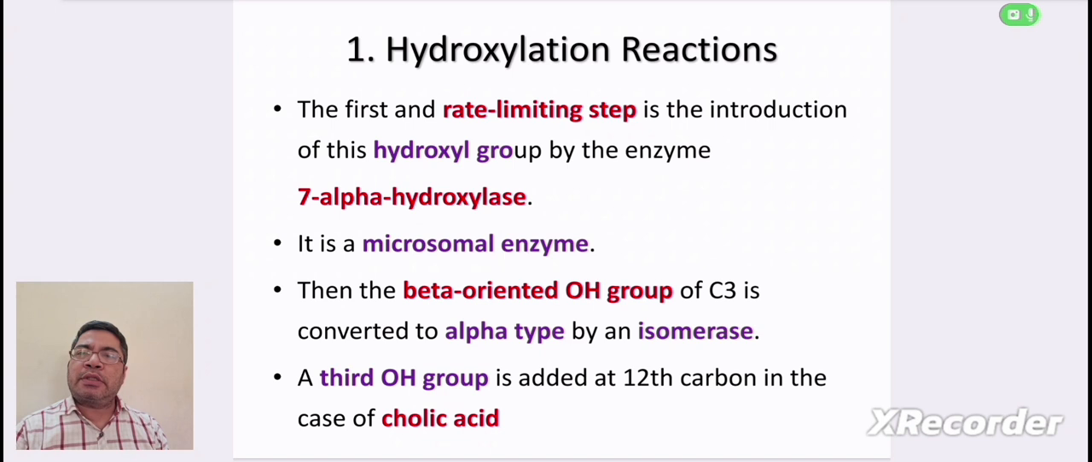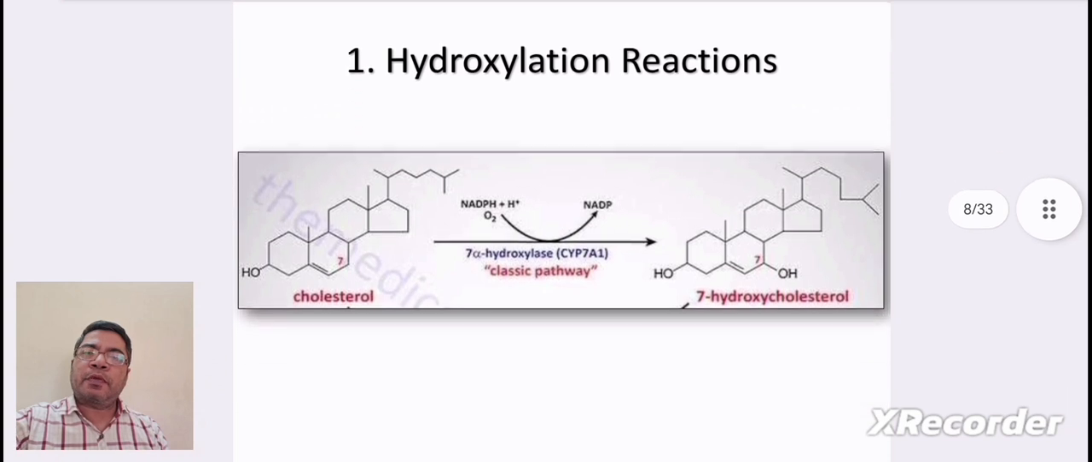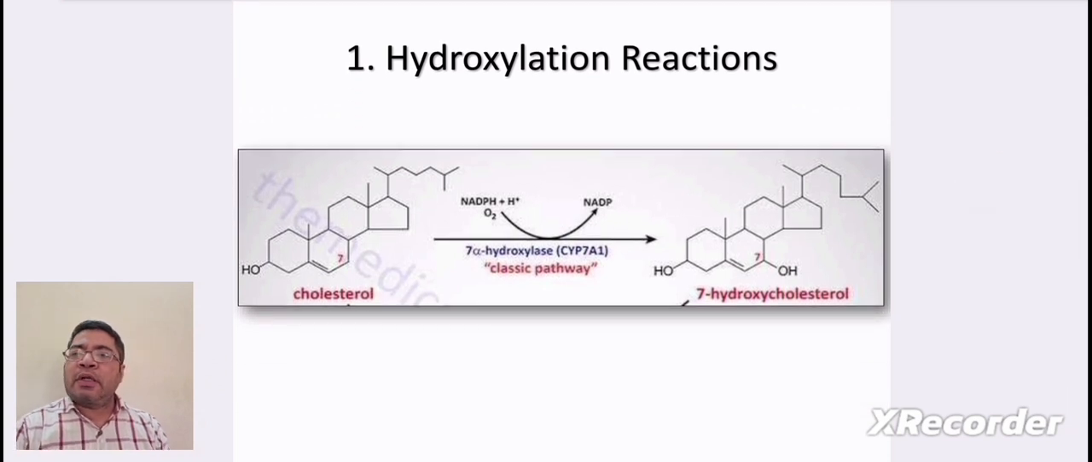Part 1, hydroxylation reactions. The first and rate limiting step in the introduction of this hydroxyl group by the enzyme is 7-alpha hydroxylase. It is a microsomal enzyme. Then the beta-oriented OH group of C3 is converted to alpha type by an isomerase. The third OH group is added at the 12 carbon in the case of cholic acid. Here you can see cholesterol is converted into 7-hydroxycholesterol with the help of the enzyme 7-alpha hydroxylase, which is the classical pathway.